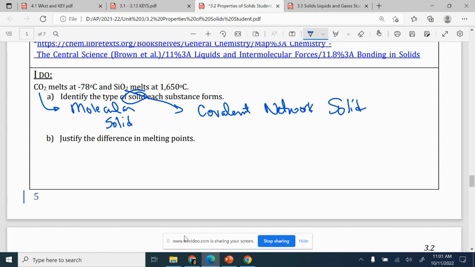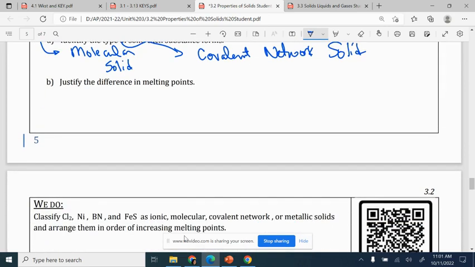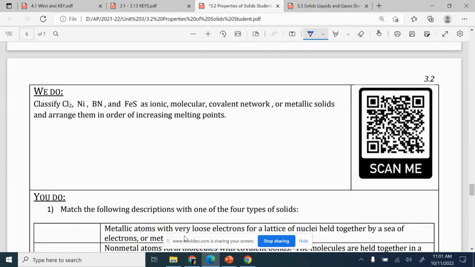We classify CO2 and B and FeS as ionic, molecular, covalent network, or metallic solid. These we do's, in case I run out of time ever, or if you're reviewing, you can scan these QR codes and there are videos that show you how to solve all of the we do's.